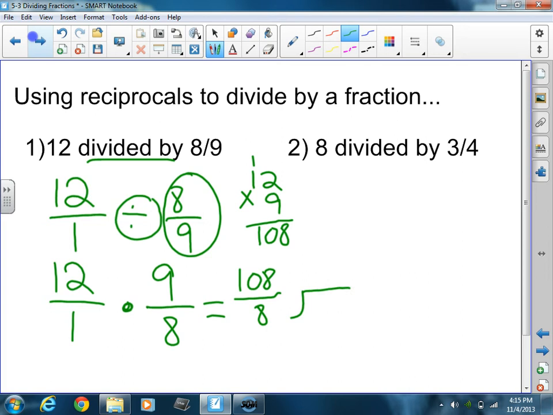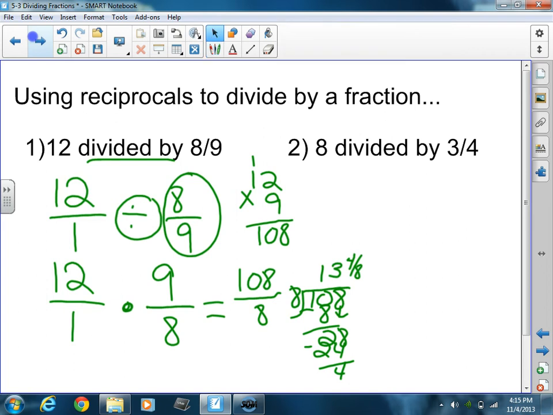Let's work this out really quickly. 108 divided by 8. 8 goes into 10 one time. Take away the 8. 8 into 28, that goes in 3 times. 4 left over. So my answer is 13 and 4/8. But I'm not quite done yet because I see that I can reduce 4/8 even further. 4/8 is the same as 1/2. So my answer, 12 divided by 8 over 9, is 13 and 1/2.